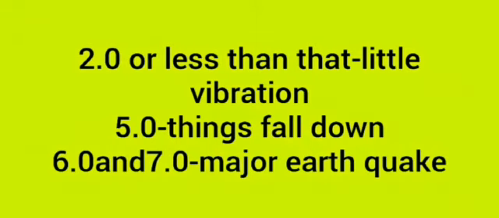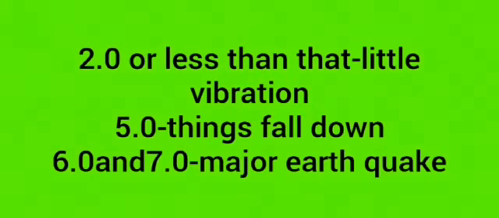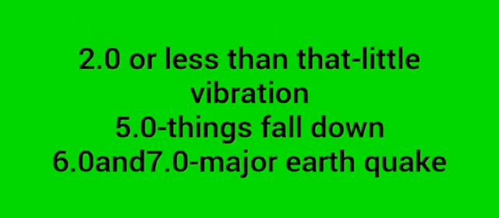An earthquake over 5.0 can cause damage from things falling. So, this type of earthquake causes a slight vibration so that things will fall down. A 6.0 or higher magnitude is considered very strong and 7.0 is classified as a major earthquake. During this time, buildings will be destroyed.